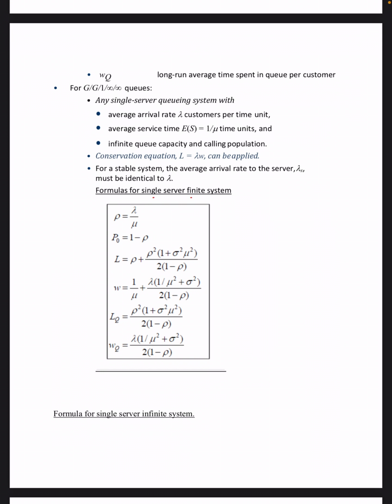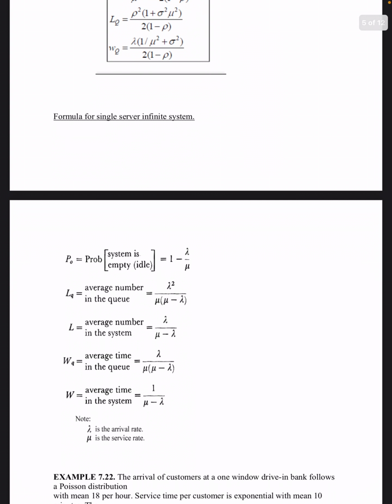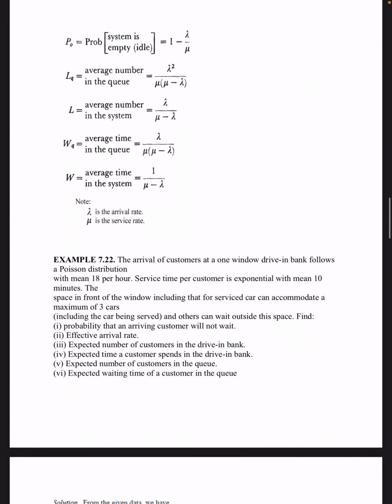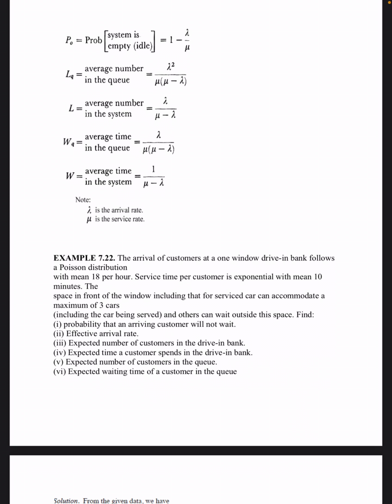Formulas for the single server infinite system: P_0 is 1 minus lambda by mu. L_Q is lambda squared divided by mu into (mu minus lambda). L equals lambda divided by (mu minus lambda). W_Q is lambda divided by mu into (mu minus lambda). W equals 1 divided by (mu minus lambda). Lambda is the arrival rate and mu is the service rate.